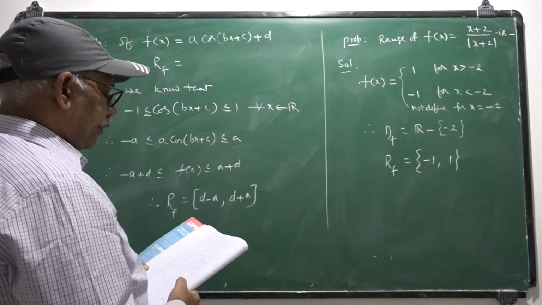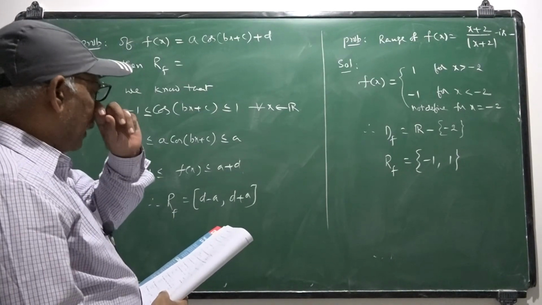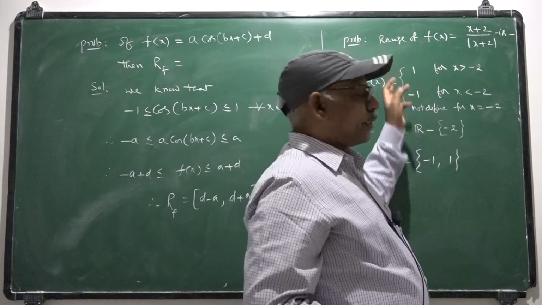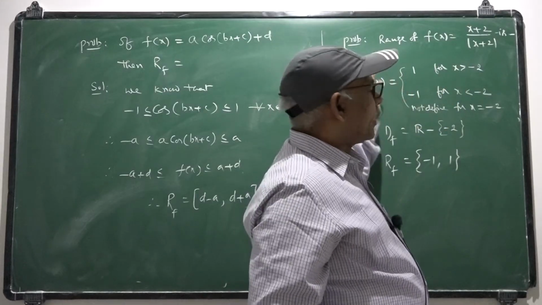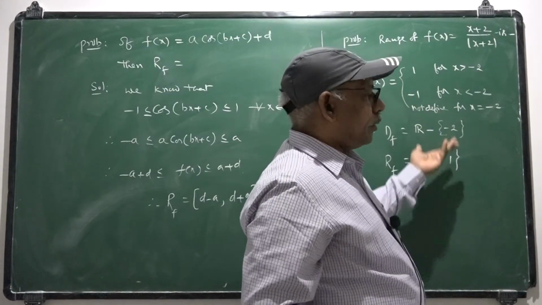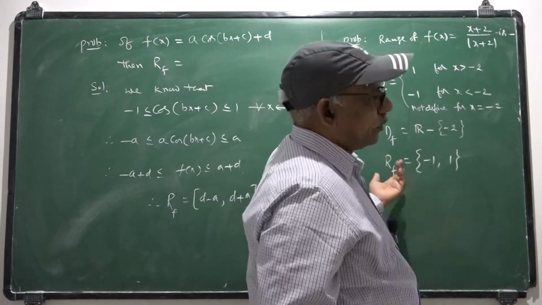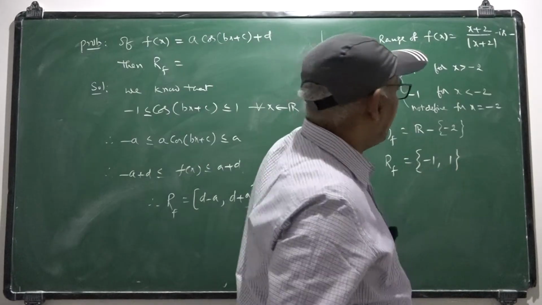The required range is the set that consists of only two elements, either 1 or minus 1. For all values of x more than minus 2, f(x) takes 1. For all x which are less than minus 2, f(x) takes minus 1. For x equal to minus 2, it is not defined. Hence, the required range set values are only minus 1 and 1.